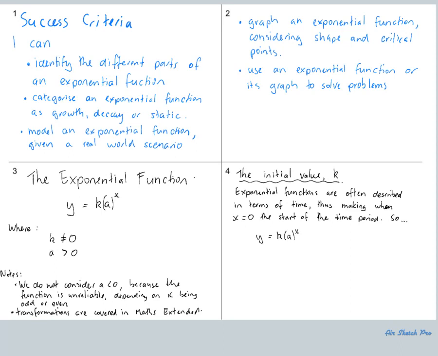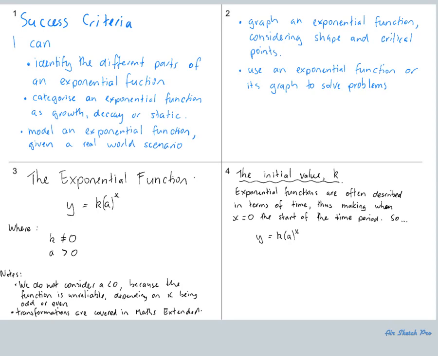Technically, you could have a less than 0, but because of the way powers work, and because x can be even and odd, think about raising a negative number to an even power and to an odd power. When a is negative, the shape becomes unpredictable. They're not predictable enough to be useful, and so we tend to not bother with those functions. So we set a to be greater than 0.